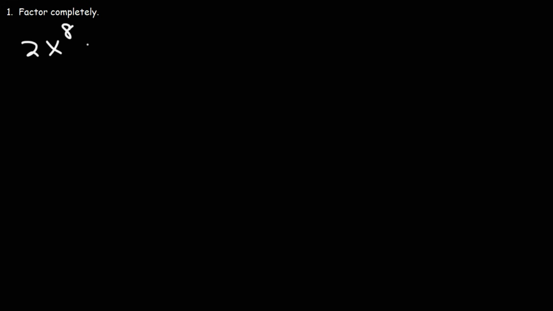Let's say we have 2x to the 8th power minus 128x squared. If you want to pause the video to try it, feel free to work on this problem. So let's begin by taking out the GCF. We can take out a 2 from both of those numbers because they're both even, and we could take out the smaller of those two variables, which is going to be x squared.